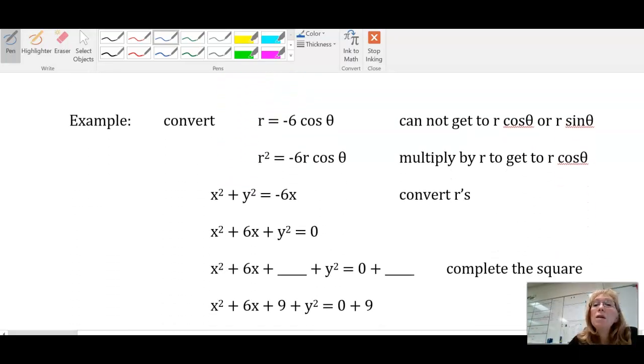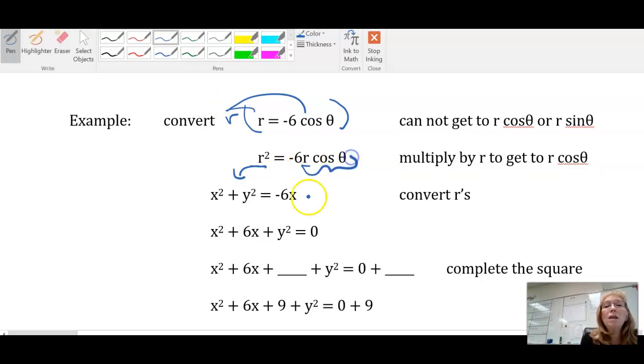All right, this one here is not as nice because I can't get r in terms of cosine or sine. Because no matter what I do, there's something in the way, that negative 6. So we're going to manipulate our problem a little bit. Because if I can get to r squared, I know that's x squared plus y squared. So this is helping me. Multiply r on both sides. I just distributed through. r squared is x squared plus y squared. r cosine theta is x. Looking helpful.